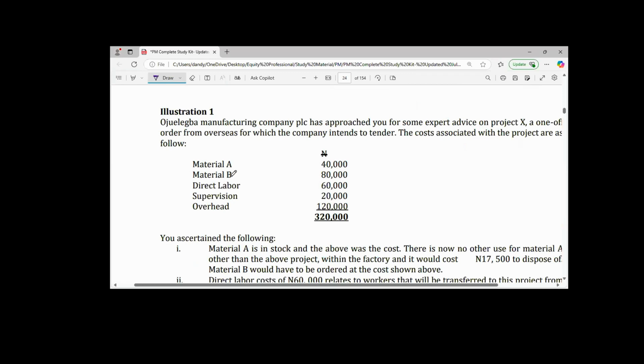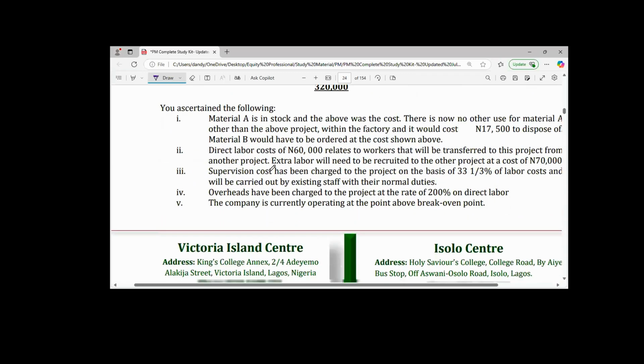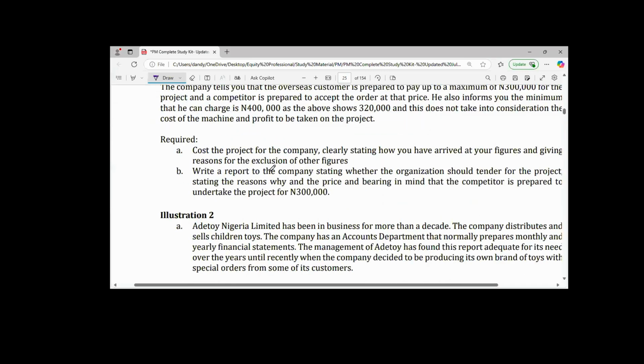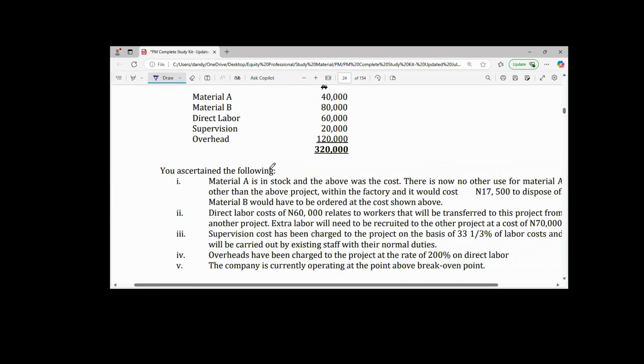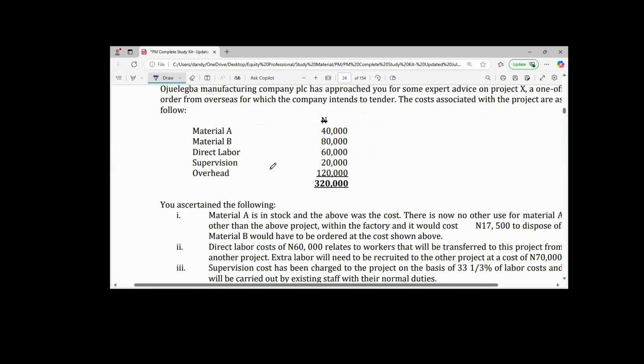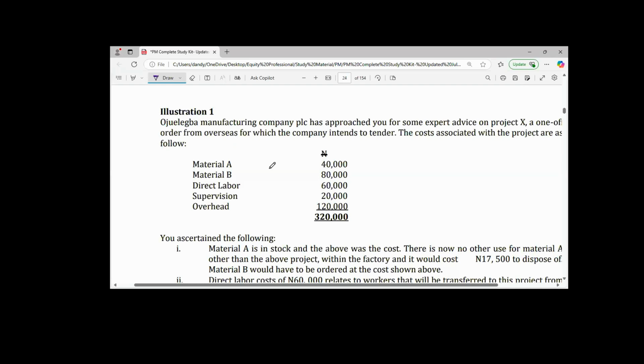So yes, I need somebody to read the illustration for us. Let's start with illustration number 1. This one has to do with report writing. So let me show you what you need to do. Different scenarios are what we are going to consider. Yes, somebody should help us to read this. Who is helping us? Okay.